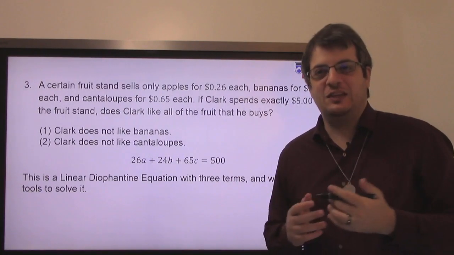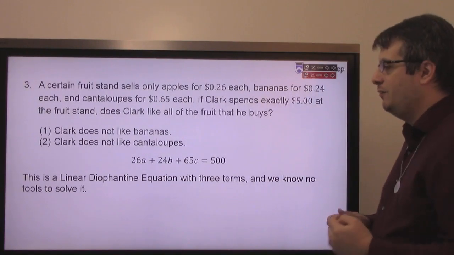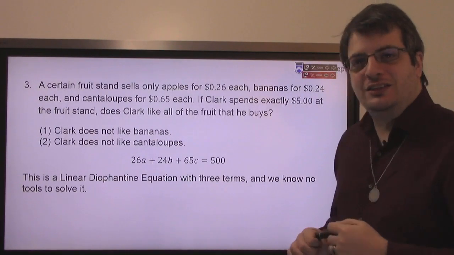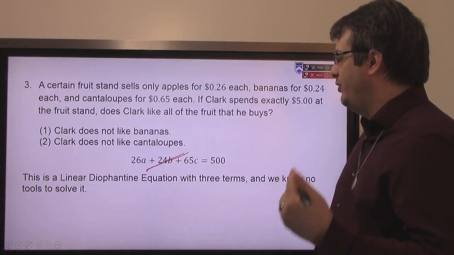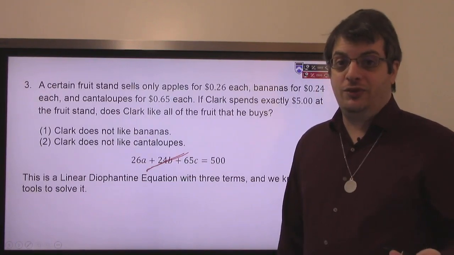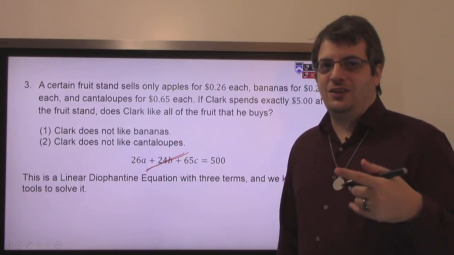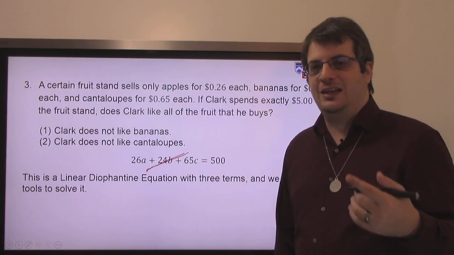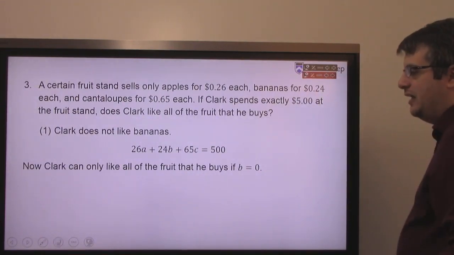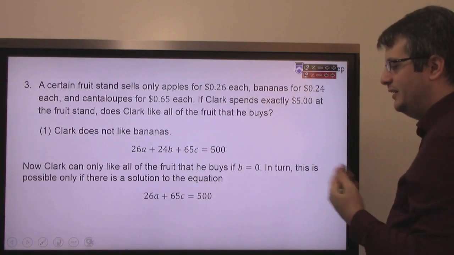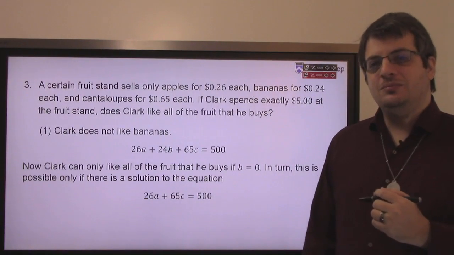I guess we should look at statement 1, right? Because as of right now, I just don't know. But, okay, statement 1. Clark does not like bananas. Well, we can go ahead and cross bananas out. If he's going to like the fruit that he buys, he better not have bought bananas. Because if he bought bananas, I guarantee he didn't like all the fruit that he buys, right? So now, if I cross off the bananas, I'm really just looking to solve this equation. Can he do it?